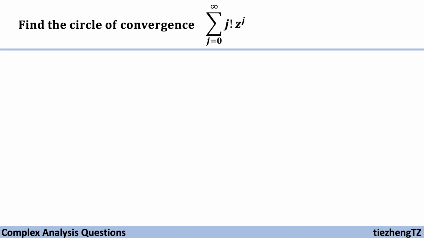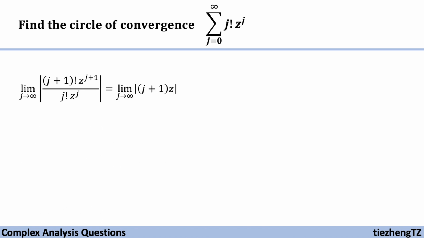Today's question is also about how to find the circle of convergence, but this example is a very special one. So let's think about the first step. Just like before, we are going to take the limit of the ratio of two functions, using j plus 1 and j substituted separately into the function, which is the limit of the modulus of (j plus 1) times z when j approaches infinity.